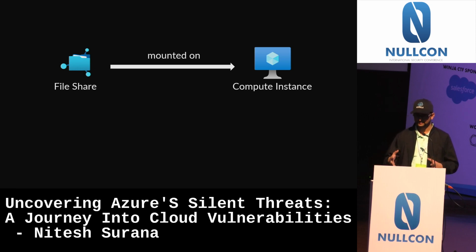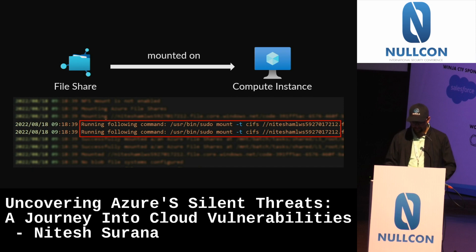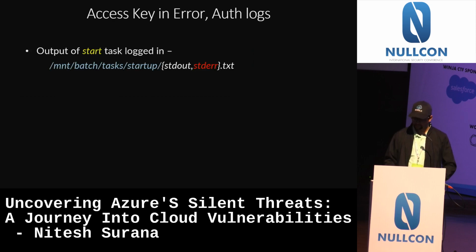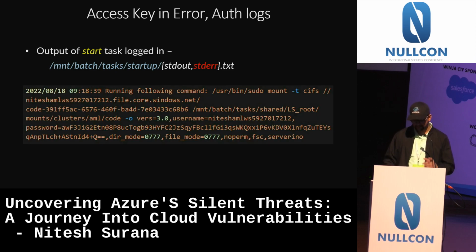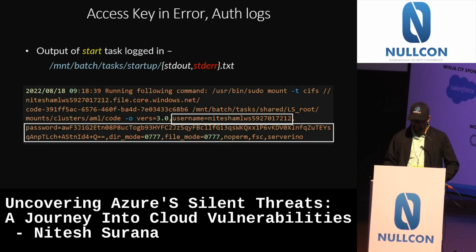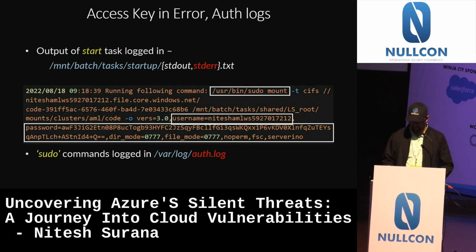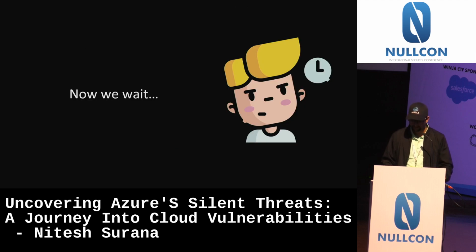Since it uses credential-based access, it would be interesting to examine if there are any credentials being stored or logged somewhere. So what we found was that the output of the start task is logged in the standard error and standard out, where the standard error logs contain the username and the password, that's the storage account name and the storage account's primary access key, in cleartext. And since this command runs as sudo, it also gets logged in the authorization logs. So we reported these two instances to Microsoft because these were credentials being logged in cleartext, and we waited.